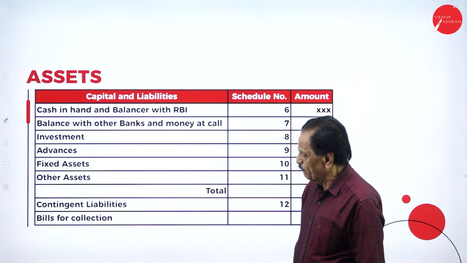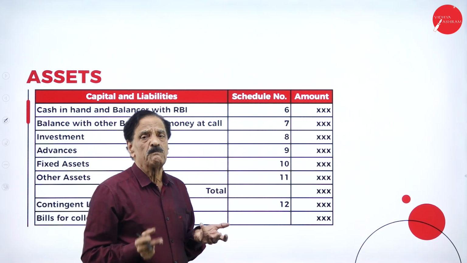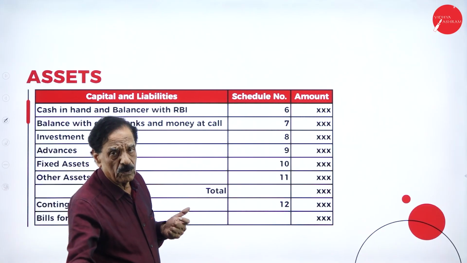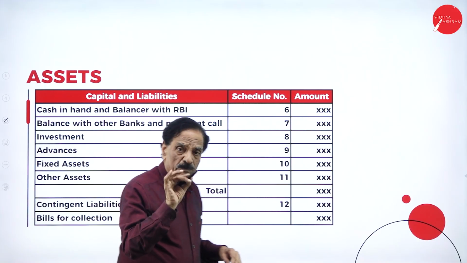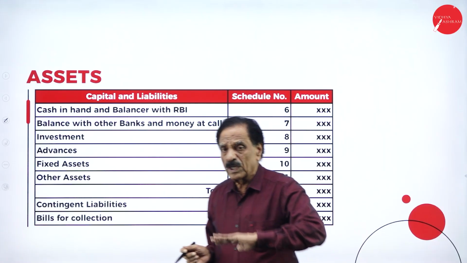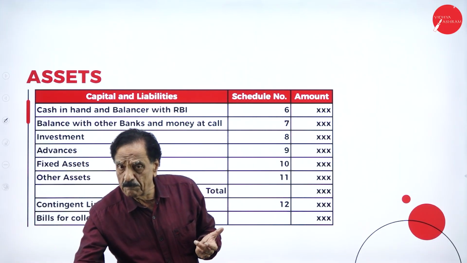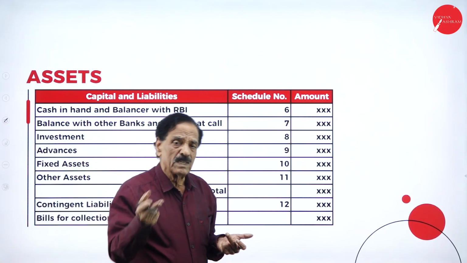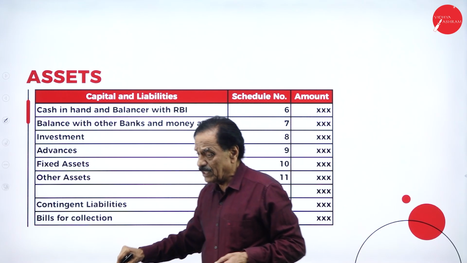Regarding the asset side, we go on with number 6, cash in hand and cash with RBI. Number 7, balances with other banks and money at call and short notice. Number 8, investment. Number 9, advances. Number 10, fixed assets. Number 11, other assets. So here 6, 7, 8, 9, 10, 11.